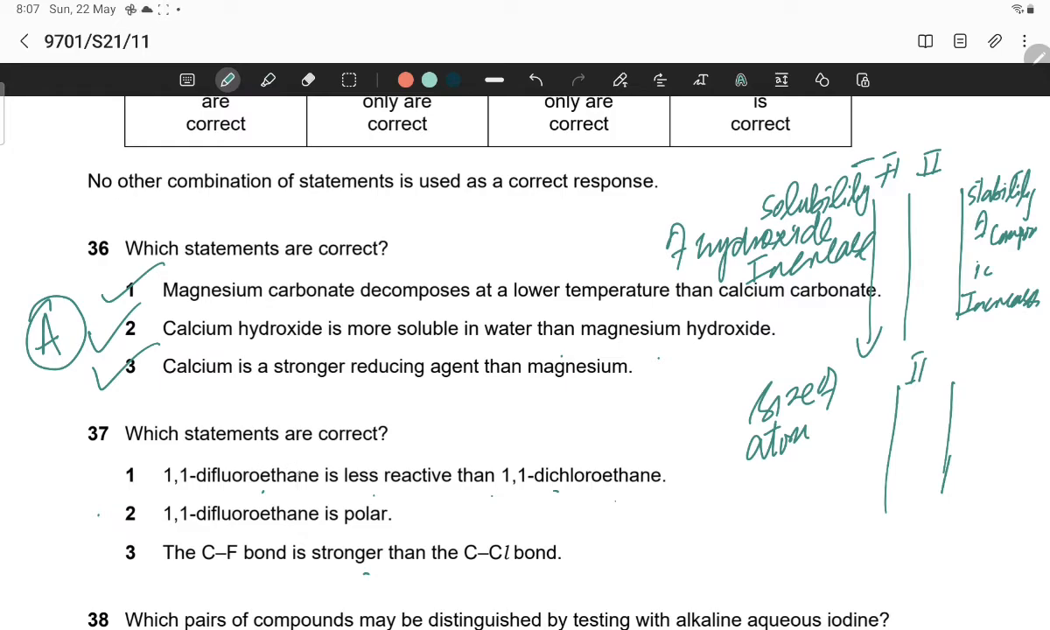37. Which statements are correct? 1,1,2-trifluoroethane is less reactive than 1,1,2-trichloroethane.